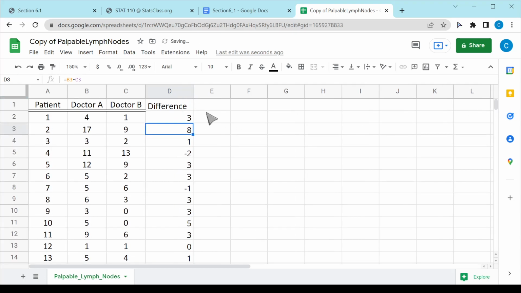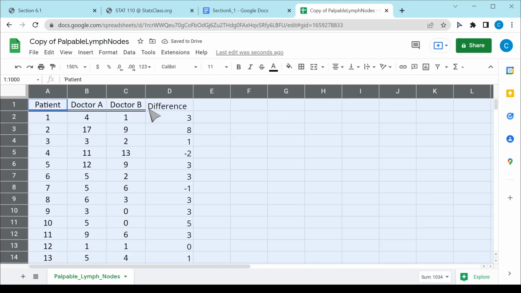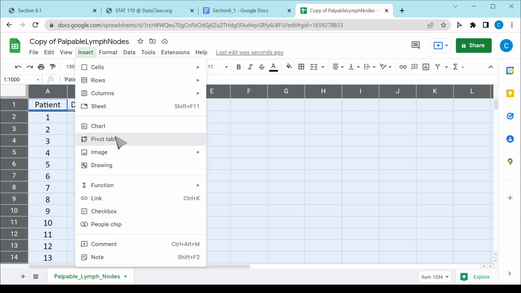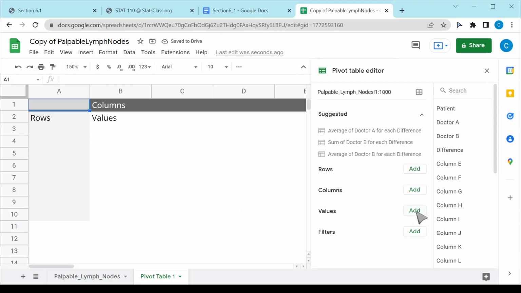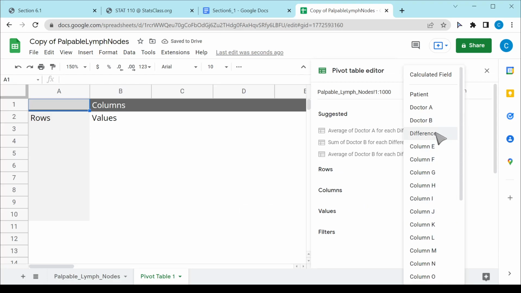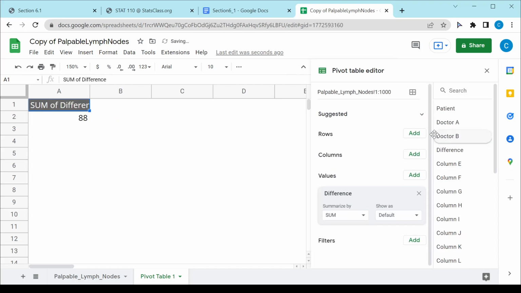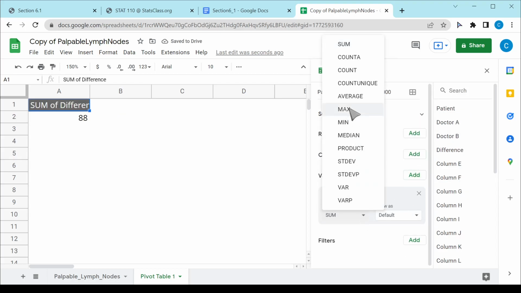If I wanted to get the average and such, what I could do to get the average is just use a pivot table. So if I highlight all the data here, go underneath Insert, Pivot Table. Under Values here, I can say I want to get the average for the difference here. So not the sum, but the average.